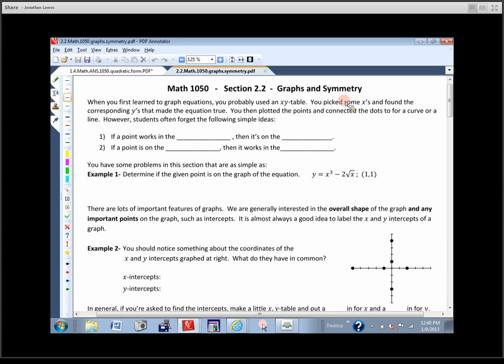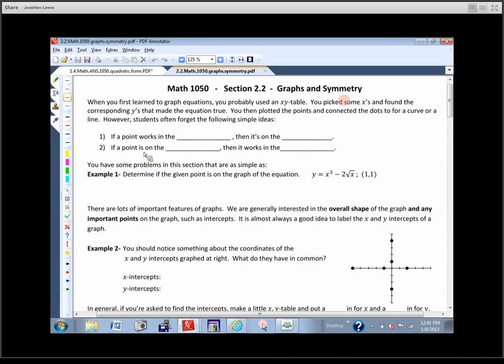But this first part, there are lots of easy problems on this particular assignment. There are some that are a little bit more difficult, and we'll get to those toward the end. But we want to talk about a couple really important ideas. These are ideas that are very simple, that you all know. It's just that people tend to forget these. And if you can keep these straight, it's going to make things much better in the long run. So the first one is this. Again, building on that idea of you started off by making an XY table. You found a pair of points, an ordered pair that worked in the equation, and then you graphed it, and then you connected those points, maybe with a line or a curve or something like that.